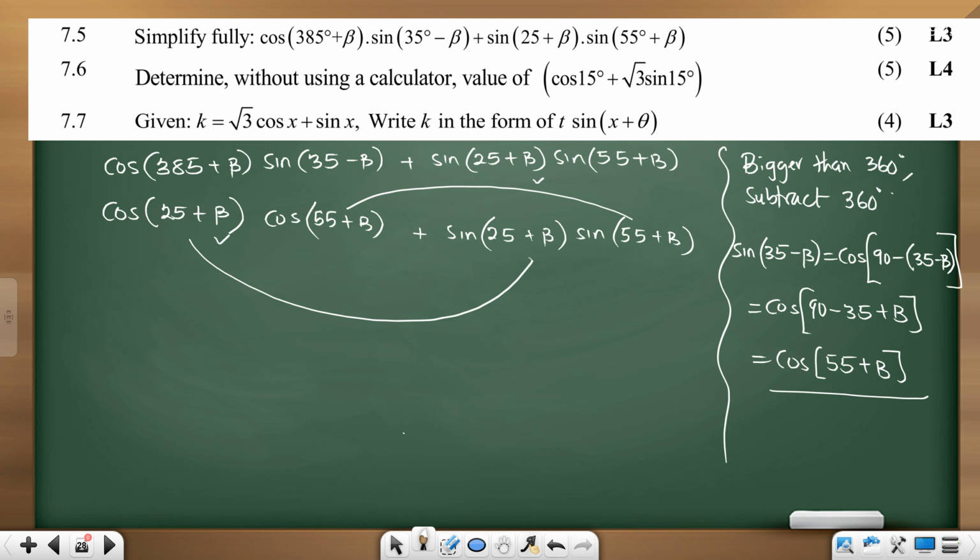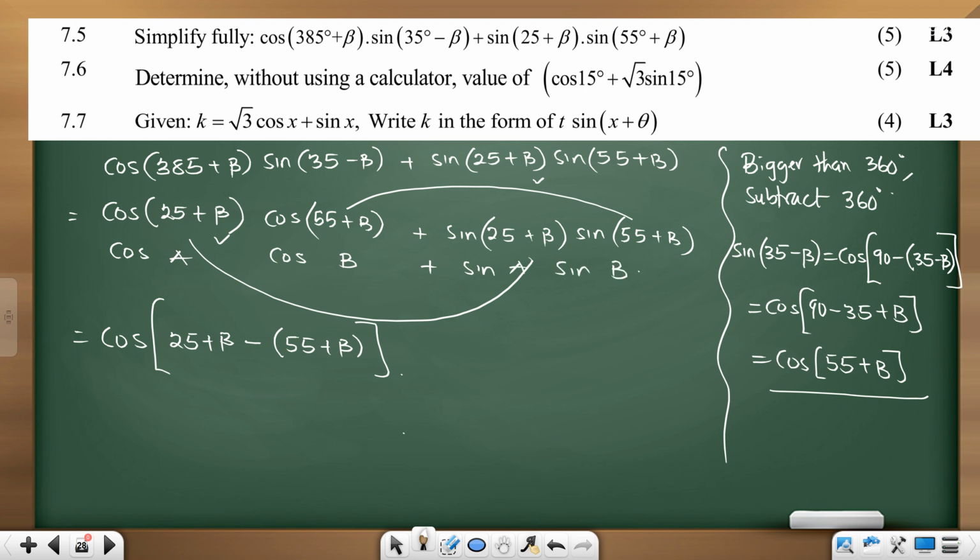Oh, I have cos plus sine. What is that? You must know those formulas now. It is cos A minus B. So this entire thing is equal to, what is my A? 25 plus beta. Again, algebra is going to be important. Minus 55 plus what? Beta. Does that make sense? Because it is cos A cos B plus sine. That is why you must know those formulas.